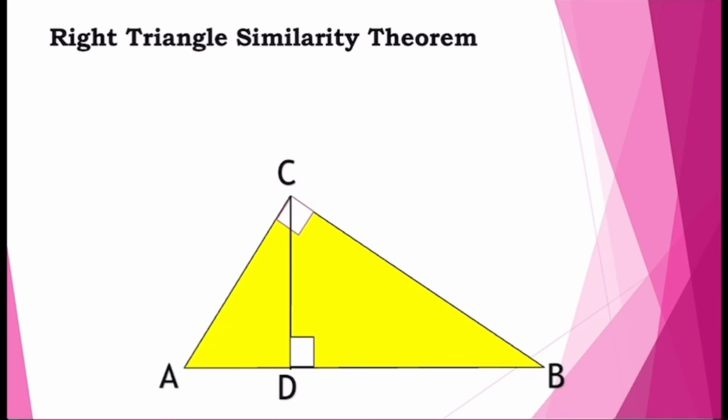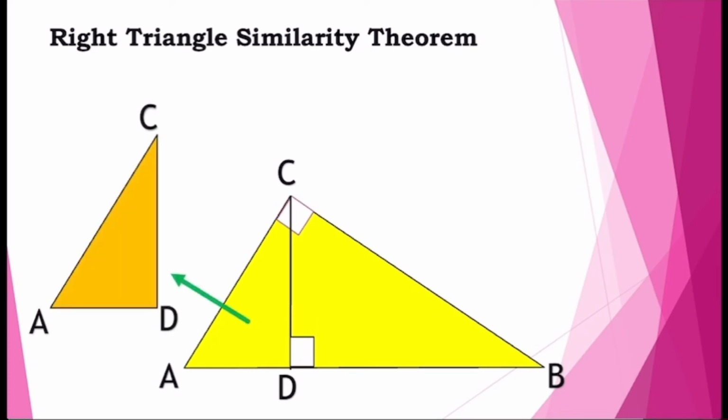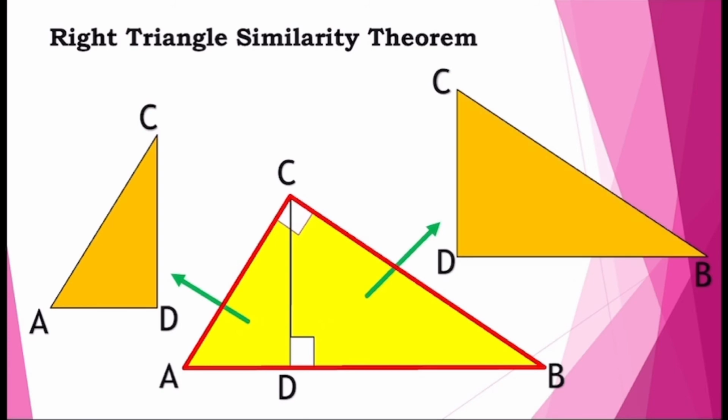Consider triangle ABC such that angle C is a right angle and line segment CD is an altitude to the hypotenuse. We proved in the previous lesson that triangle ADC is similar to triangle ACB and similar to triangle CDB, using the similarities in right triangles.